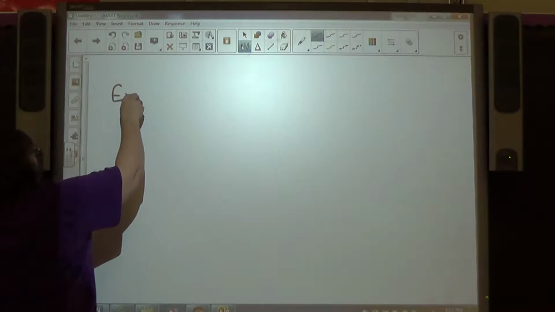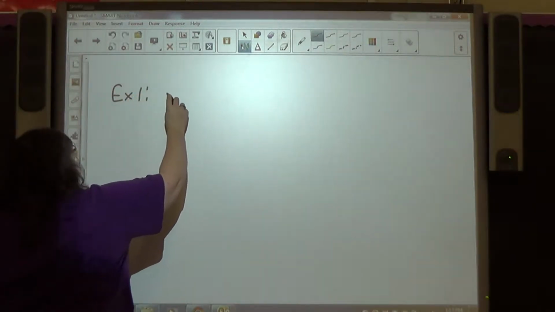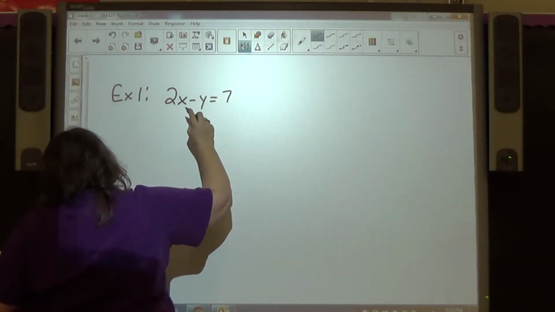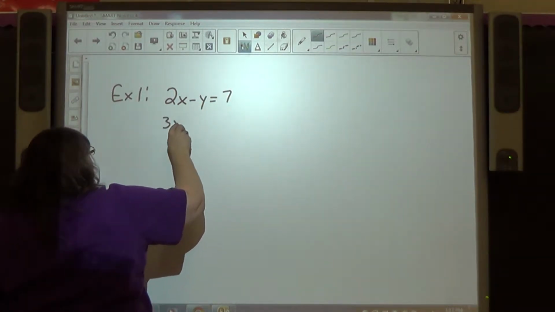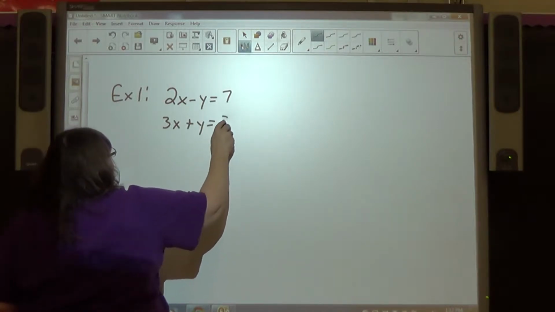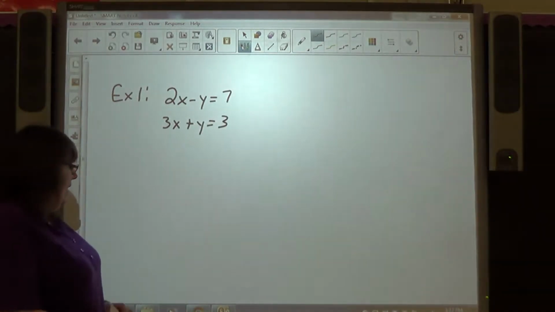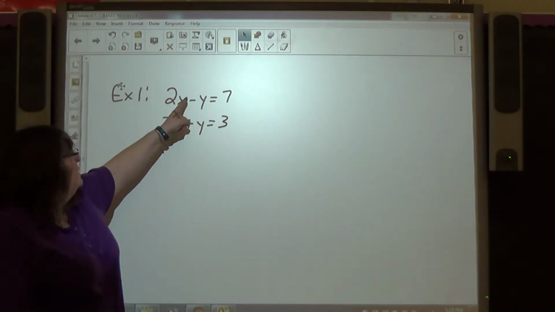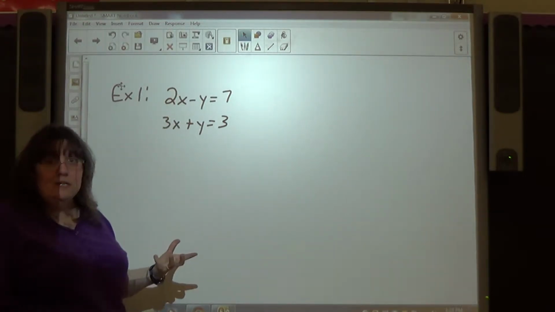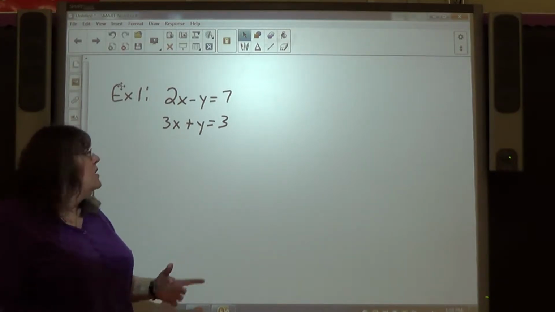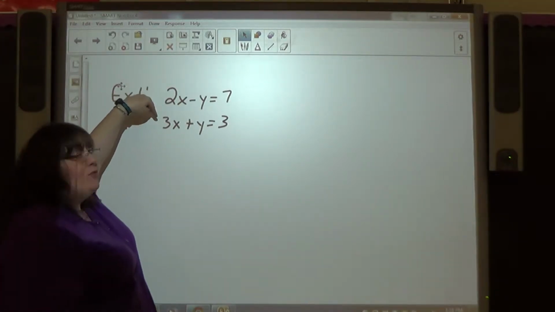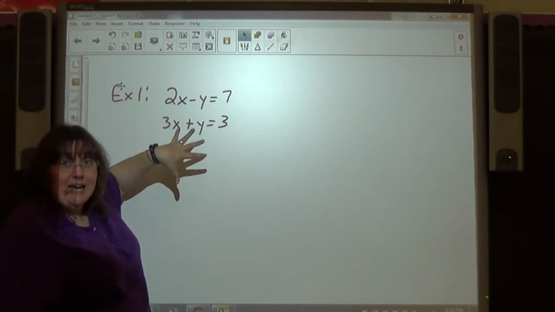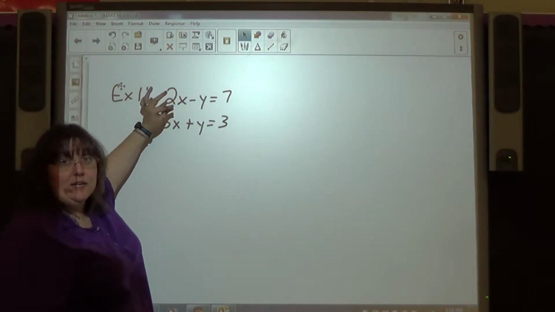If I have 2x minus y equals 7 and 3x plus y equals 3, okay? Now, when we are looking at eliminating, we want the number in front to be opposite and the same number. So for instance, here I have 2x and 3x. They're not the same number. So I don't want to eliminate x at this point because it's not easy, okay?